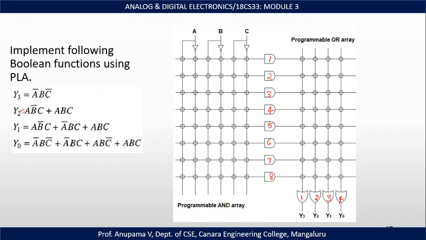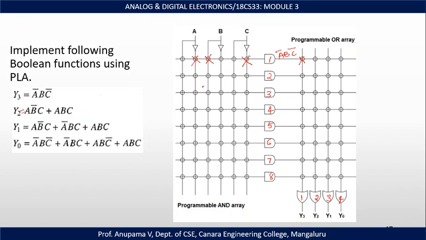Now let us implement y3 = a bar b c bar using AND gate 1. So draw an X mark against a bar, b, c bar of AND gate 1. The output of AND gate 1 is a bar b c bar, which is the input for OR gate 1. So in the line of AND gate 1 and OR gate 1, draw an X mark. There is no more term in y3.